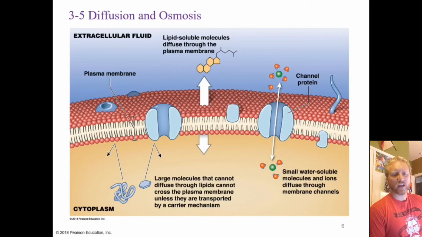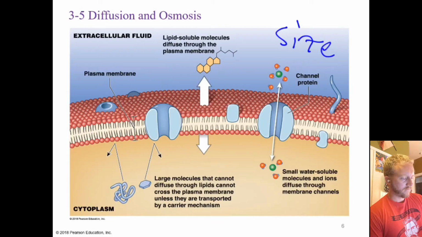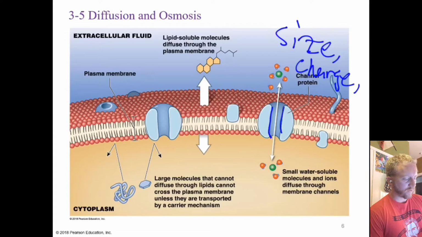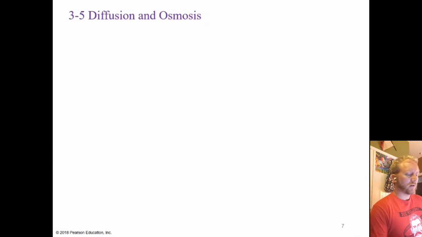So things that go through there are water-soluble compounds and ions, like sodium channels and potassium channels, for example. Their movement through these channels is going to be affected by the size of the particles, the charge, and how they interact with the channel walls themselves. So that's just regular diffusion.